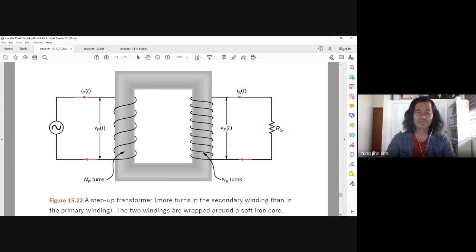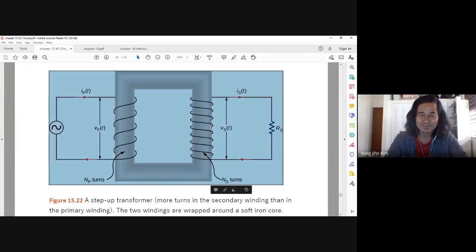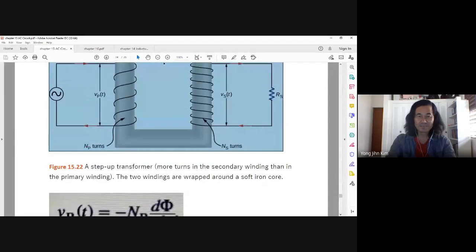Okay, let me show you a better picture. Here we have a primary coil with NP turns. We have AC here. So we have induced voltage through the primary coil, and then that magnetic flux is transmitted to here, and it induces voltage in the secondary coil. So this induced voltage in the primary coil, let me do this.